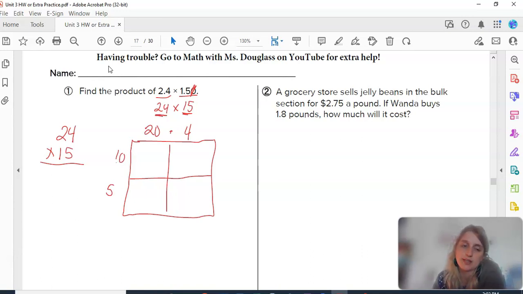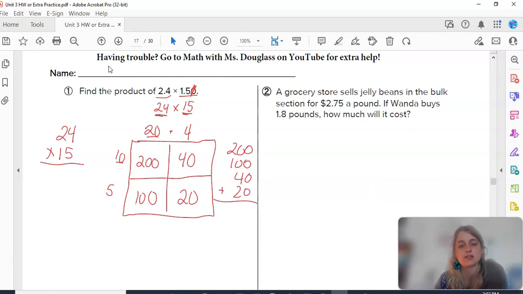Then I'm going to multiply. 10 times 20, well, 1 times 2 is 2 with 2 extra zeros. 10 times 4, 1 times 4 is 4 with an extra 0. 20 times 5, 2 times 5 is 10 with that extra 0 from the 20. And 5 times 4 is 20. So when you solve it like this, you now have to add up all of your partial products, your partial answers, to get one final answer.